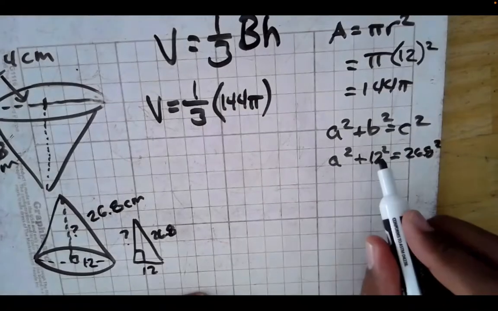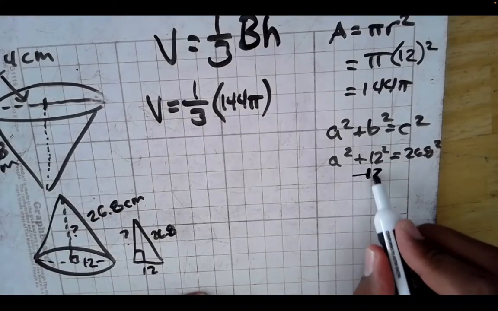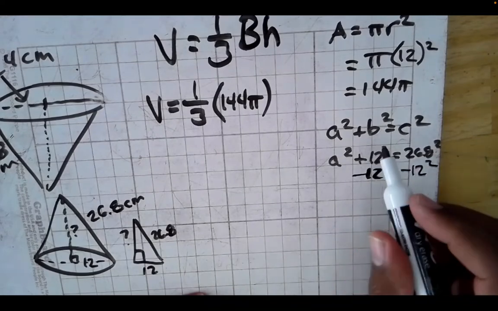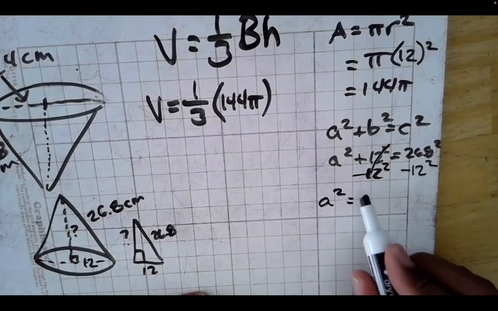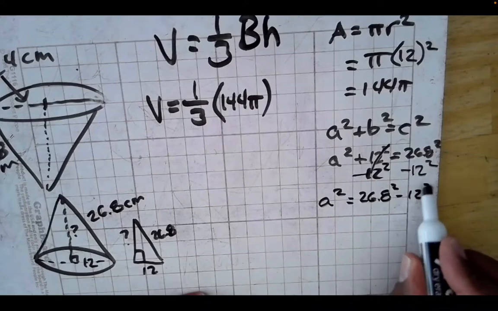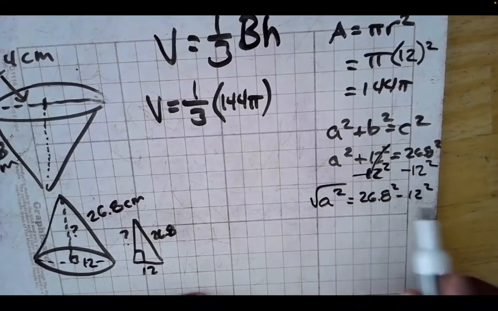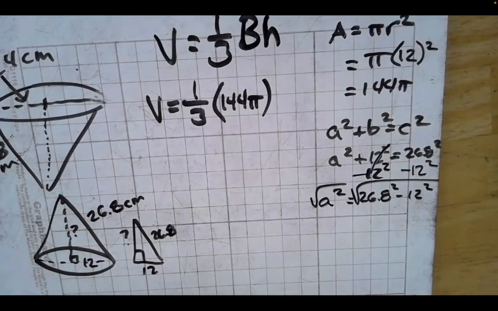Now I'm going to subtract the 12 squared from both sides. I'm not going to figure out what 12 squared is yet. I'm actually going to not really calculate anything yet. So now I get 26.8 squared minus 12 squared. Remember, the last step to solve these is to square root both sides. So I'm going to square root all of this and use Desmos to help me figure out what that answer is.